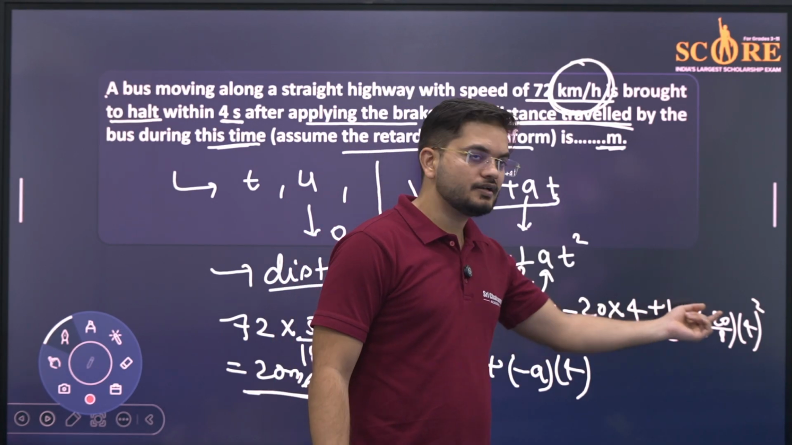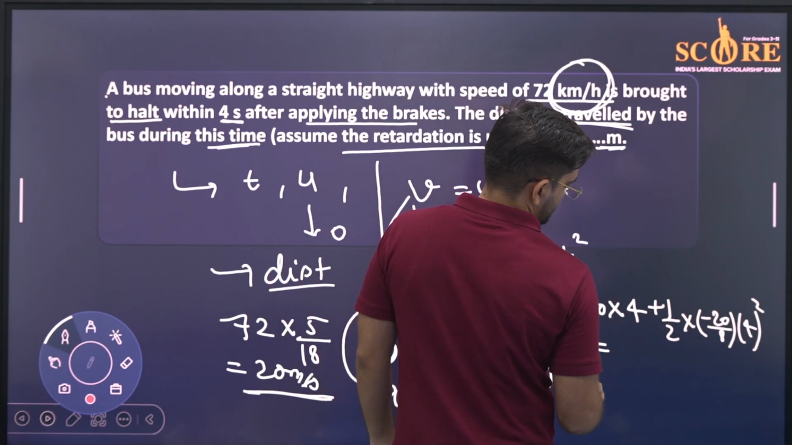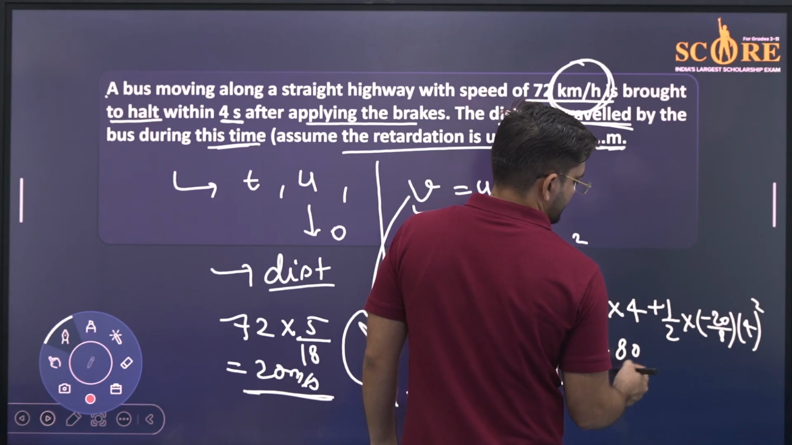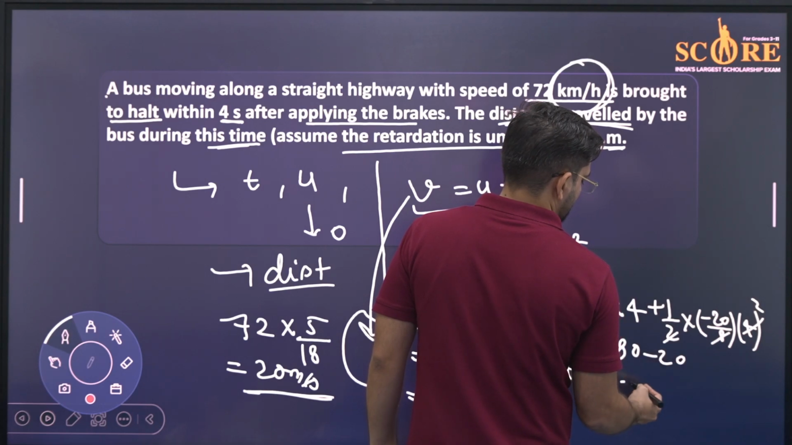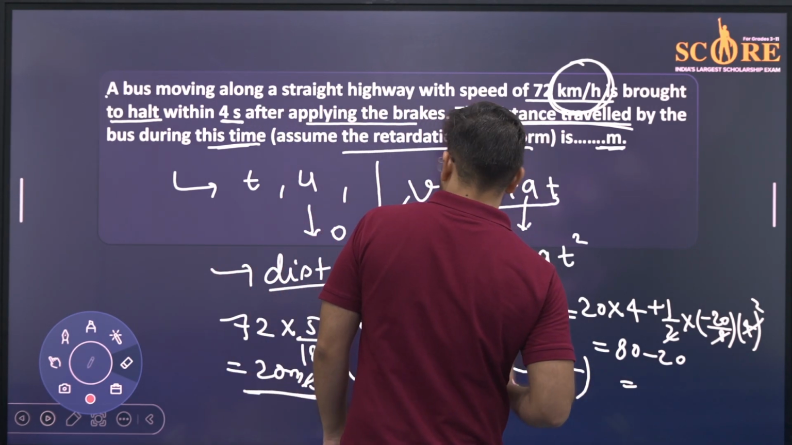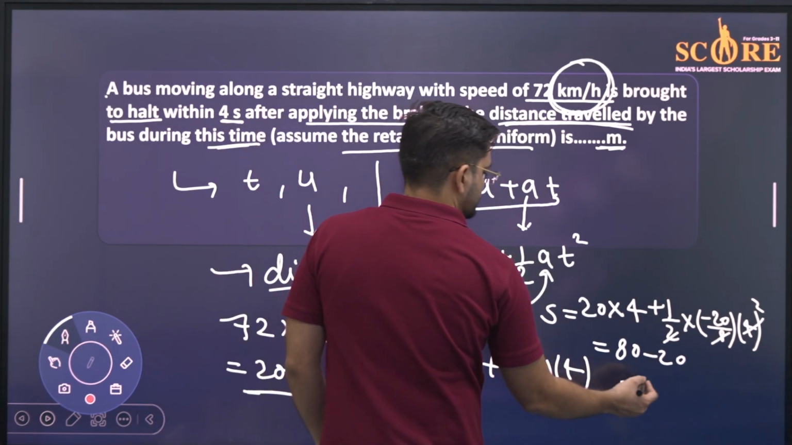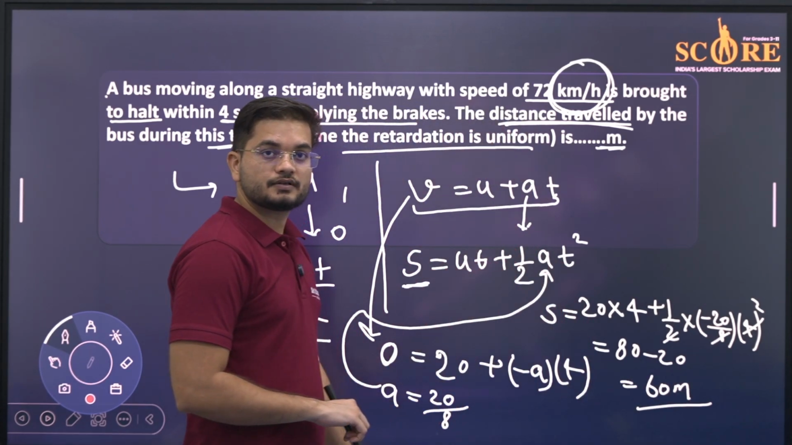We can calculate this equation easily. What will be the result? 80 minus 20. The distance travelled by the bus will be 60 meter. Distance travelled by the bus is 60 meter. Clear?